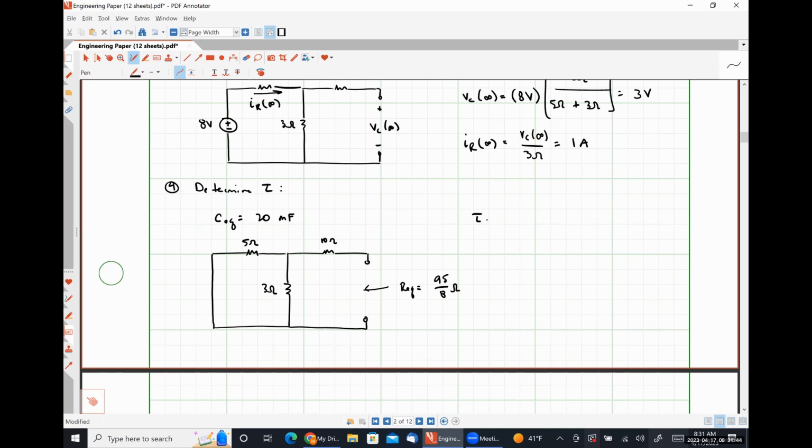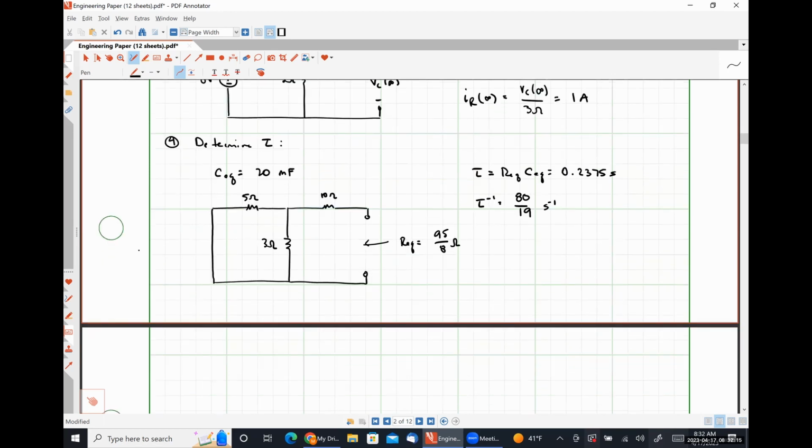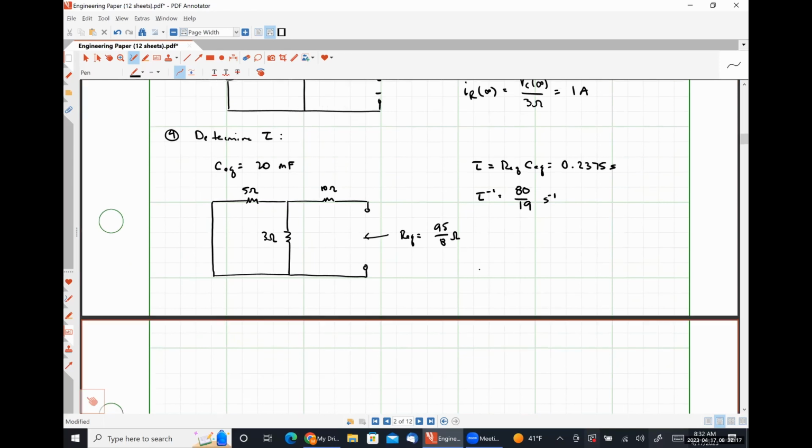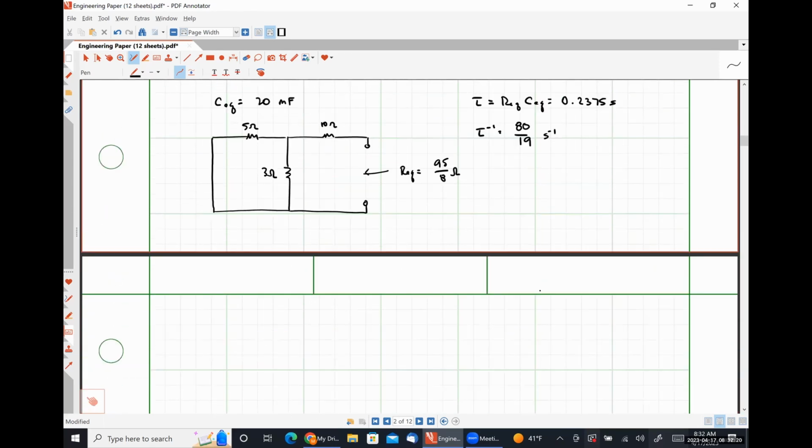From this, tau is just REQ times CEQ, which I get to be 0.2375 seconds. And the inverse of tau is 80 over 19 per second. Which gets me to my final step. Why is my page being weird? There we go.